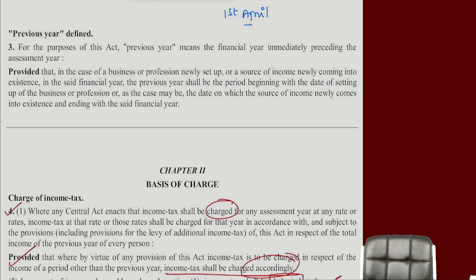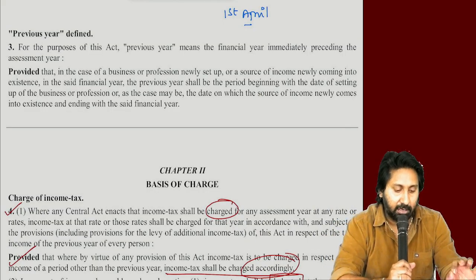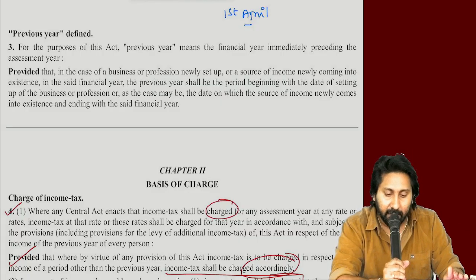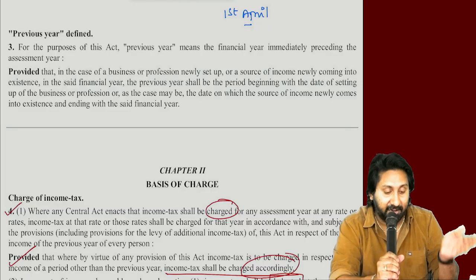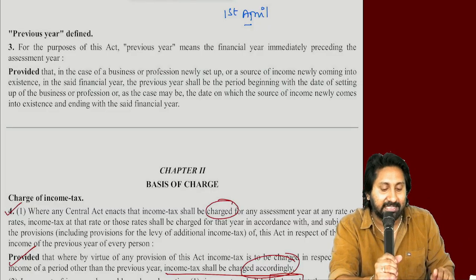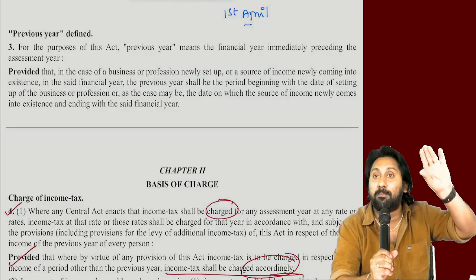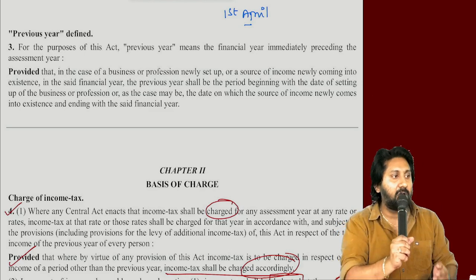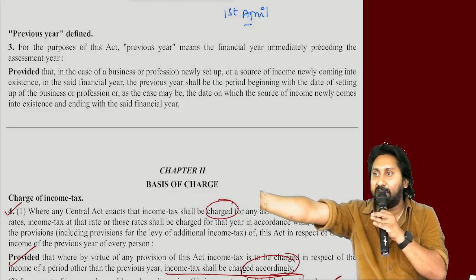Understood the point clearly? Okay. See here. Read this point once. Proviso: provided that in the case of a business or profession newly set up or a source of income newly coming into existence in the said financial year, the previous year shall be the period beginning with the date of setting up of the business or profession, or as the case may be, the date on which the source of income newly comes into existence and ending with the said financial year.